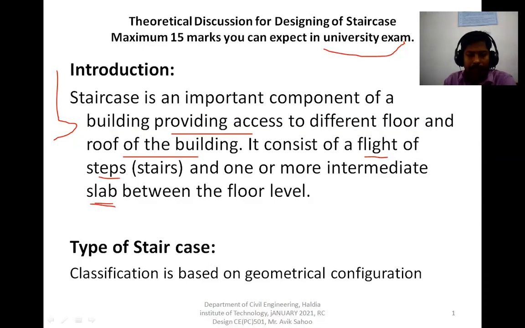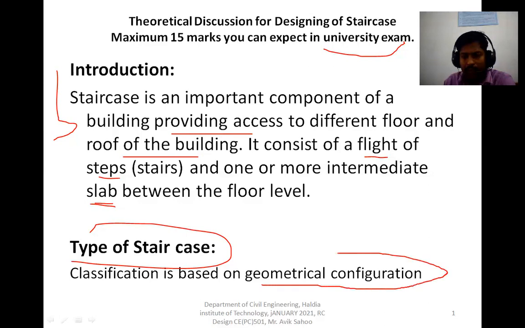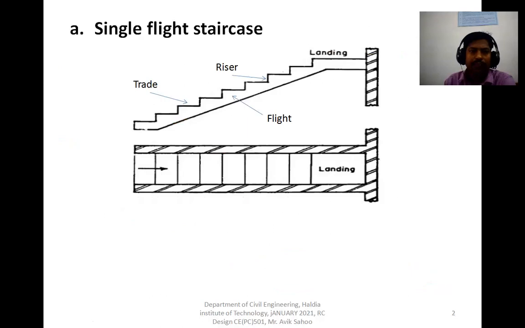Now the classification of stairs, types of staircase. The classification of the staircase is based on geometrical configuration. So based on geometrical shape, the staircases are classified. So this is the first one. This is one type of staircase, the single flight staircase. It means here one flight is used, so that's why it is called a single flight staircase.